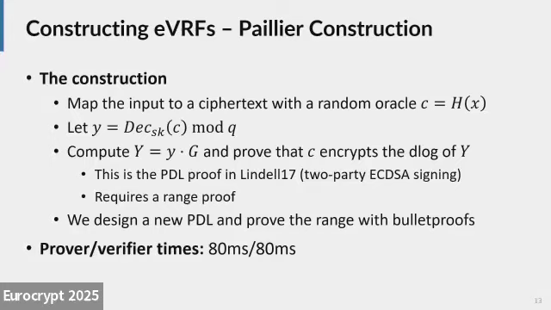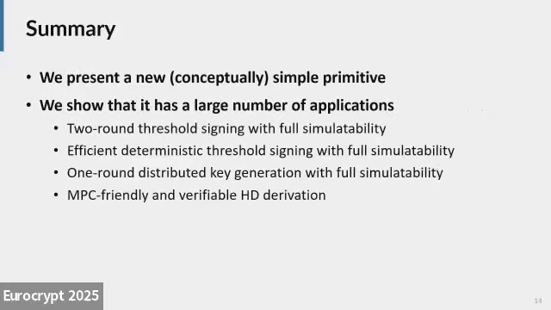Again, is it as efficient as doing Schnorr signing without an EVRF and using an extra round? Absolutely not. But if you want 2 rounds and it's important to you, then this is very, very reasonable, at least in a blockchain space, but in other spaces as well, depending what you're using signing for. So in summary, we present a new conceptually simple primitive. The constructions are not that simple, but they're not that difficult either. And we show that it has a very, very large number of applications: 2-round threshold signing, deterministic signing, 1-round distributed key generation, and MPC-friendly HD derivation.